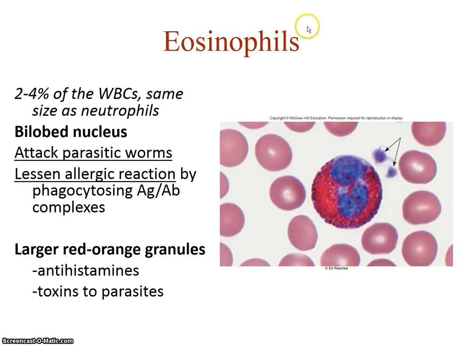Right? Eosinophils, they generally have only two lobes. That's the bilobed nucleus. These have very large red-orange granules, which are basically antihistamines, so they're going to help minimize your allergic response, and toxins to parasites. And that's why you see these increase when someone has been invaded by a parasite.